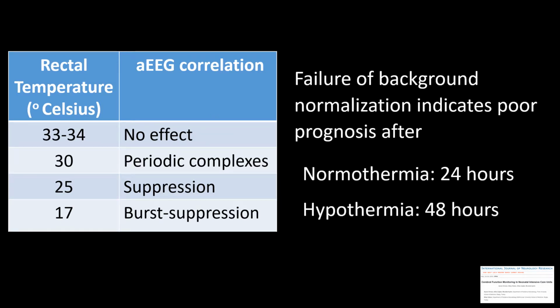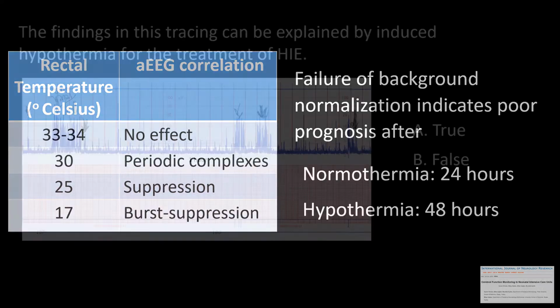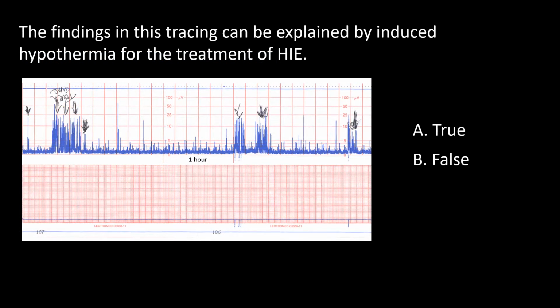Nevertheless, the time delay required to use failure in background normalization as a prognostic indicator differs in neonates treated with hypothermia from those not treated so. In neonates with hypothermia, only after 48 hours is failure of normalization a bad prognosis indicator. Failure of normalization after 24 hours has poor prognosis in patients not treated with hypothermia. So the answer to this question is B.